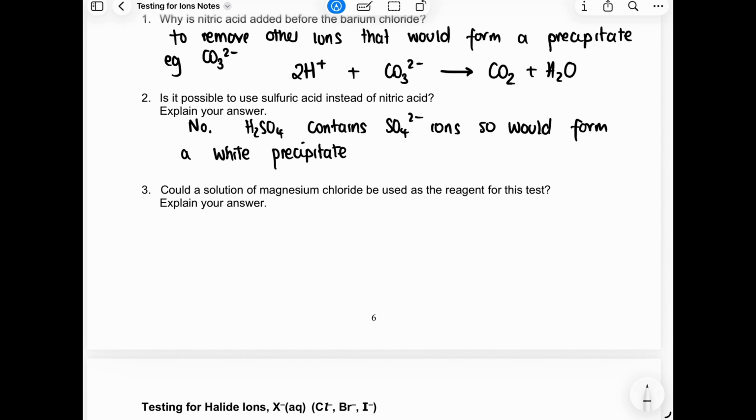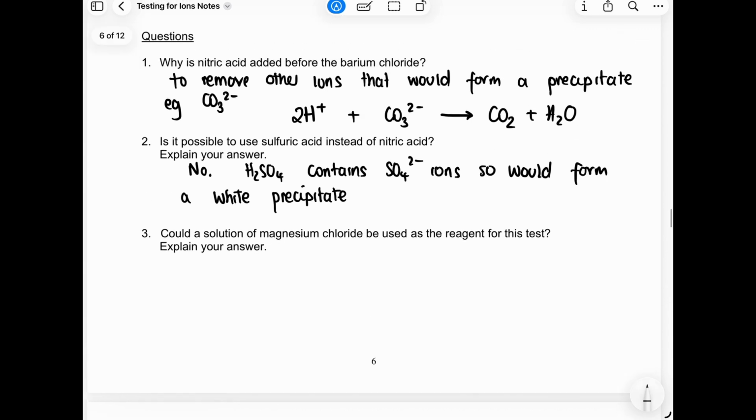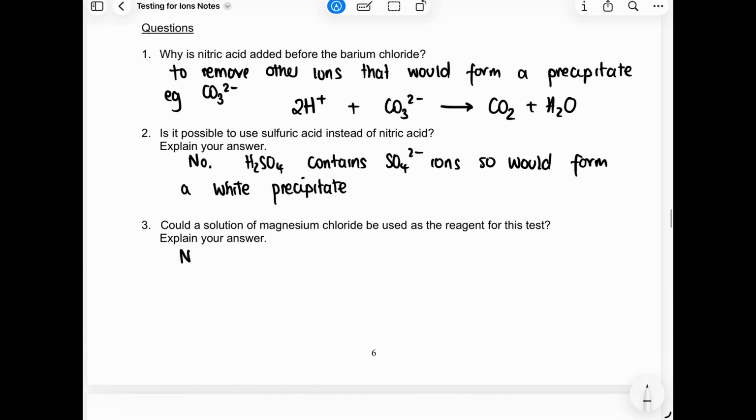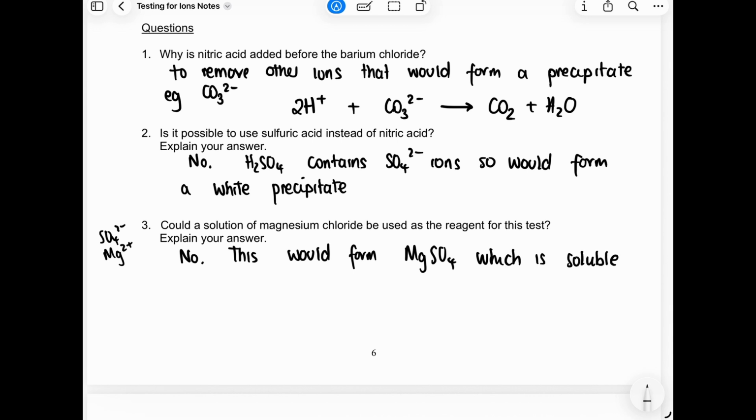Could a solution of magnesium chloride be used as a reagent for this test? Explain your answer. So we're trying to test for sulfate ions. And sulfate ions are negative, so remembering that sulfate are negative, if we used magnesium chloride, we'd be using magnesium ions. So this would form MgSO4, which is soluble, so only a colourless solution is seen.